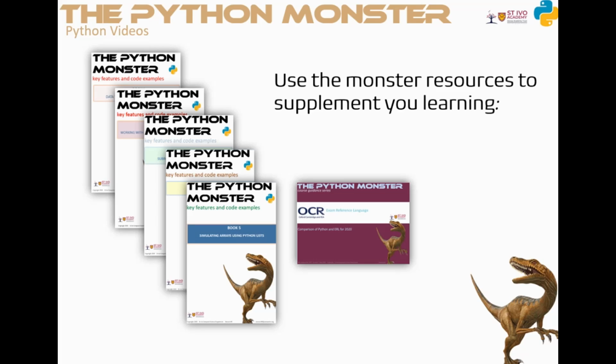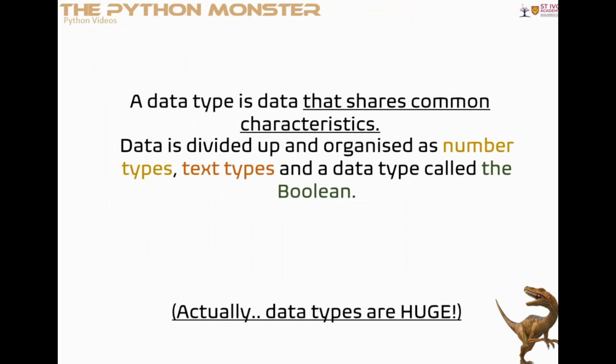So let's jump in and have a look at what a data type actually is. A typical textbook definition of a data type would be: a data type is data that shares common characteristics. And typically data is divided up and organized as number data types or text data types, and a data type called the Boolean, which we will look at in more detail in the next few videos or so.